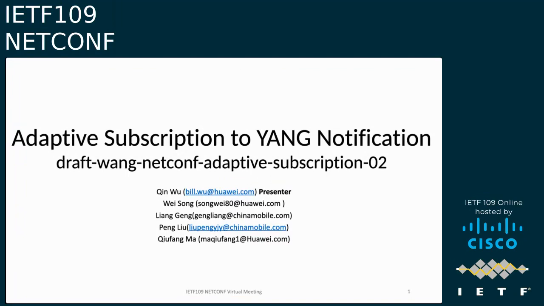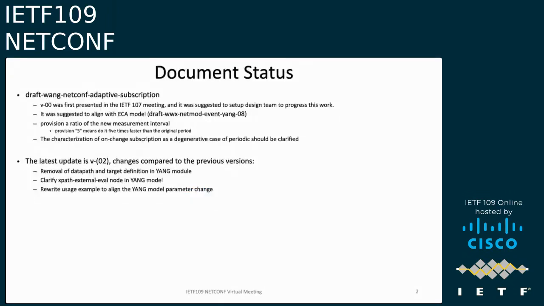I'm here to discuss the adaptive subscription to YANG notification draft update. The current status of this draft was presented in the previous two IETF meetings. In a previous IETF meeting, it was suggested to align with the ECA model. We also introduced a new subscription mode besides the periodic subscription and on-change subscription, so we need to better characterize this subscription. In last night's meeting, we also discussed this and got a lot of support.